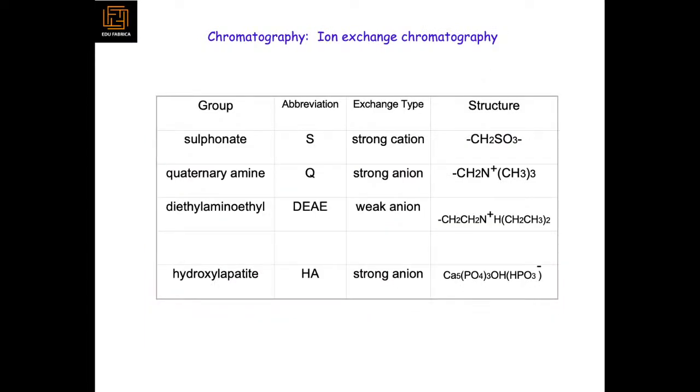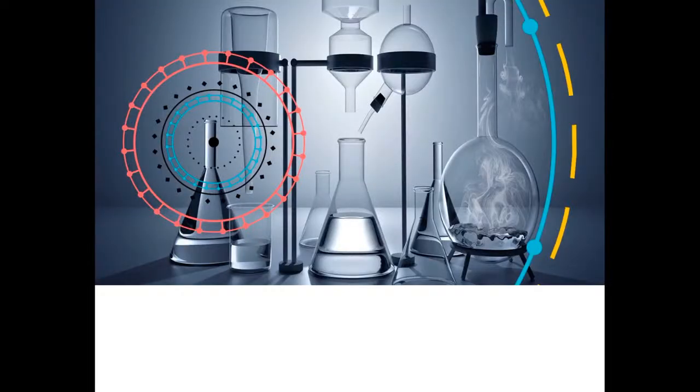Then come sulfonate, quaternary amine, diethylaminoethyl, and hydroxyapatite. So they have different exchange types, structures, and so on.